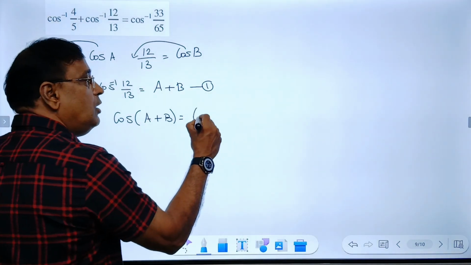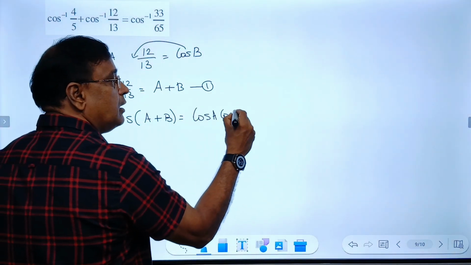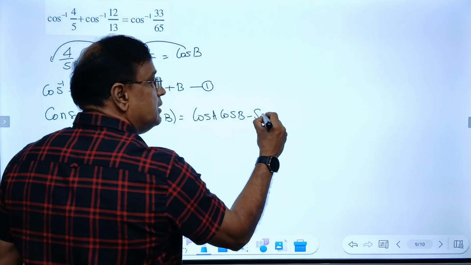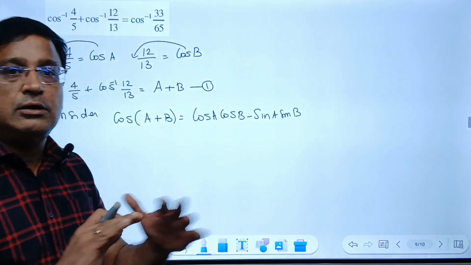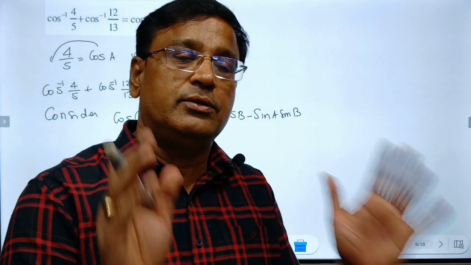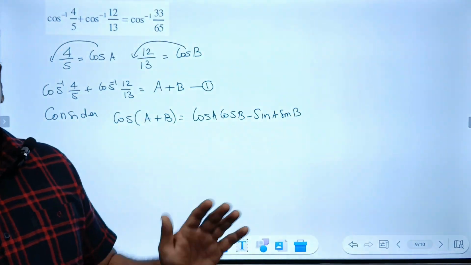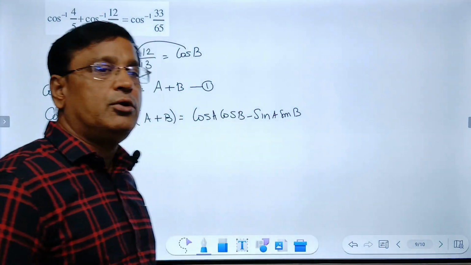What's the formula? Cos A cos B minus sin A sin B. You have to know trigonometry. Don't think 11th standard is over. I can forget trigonometry? It's a must. Till you finish your career in mathematics, all these are very important.